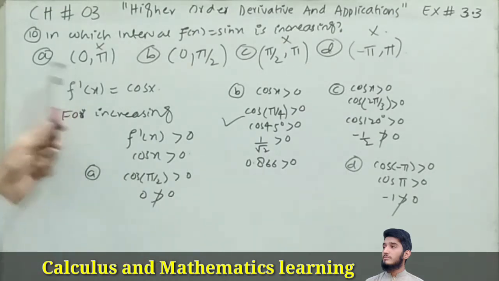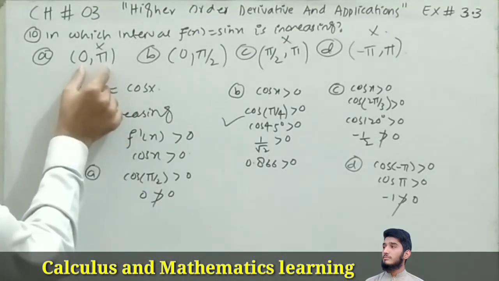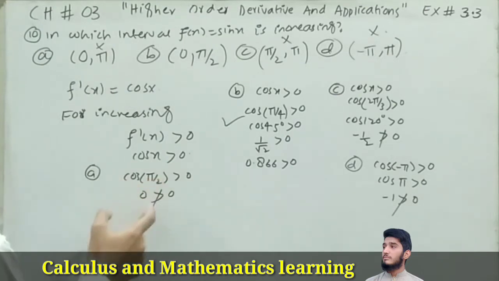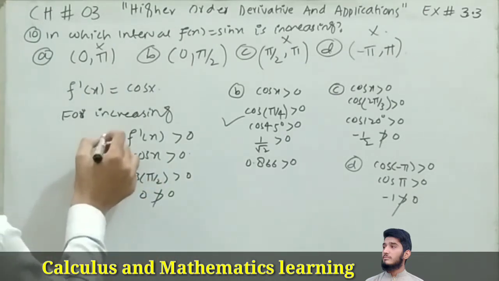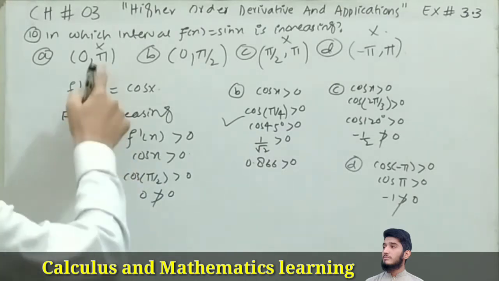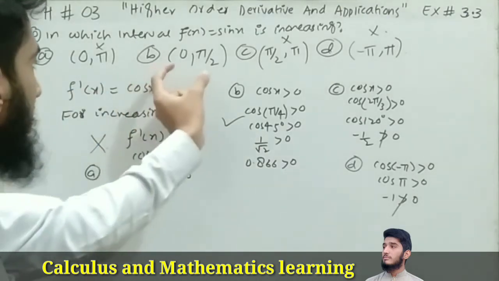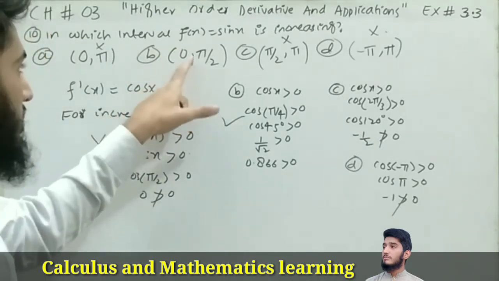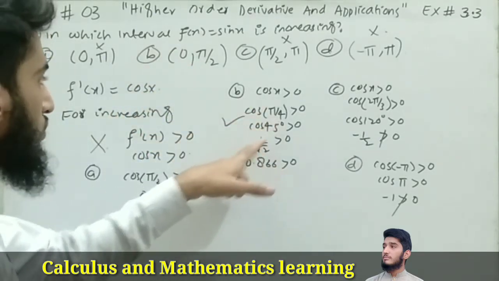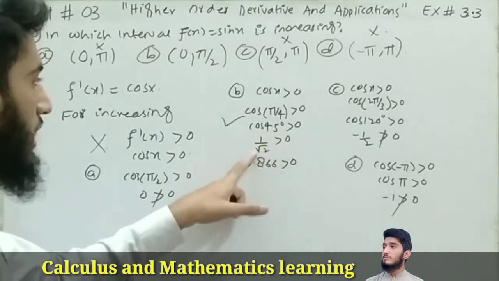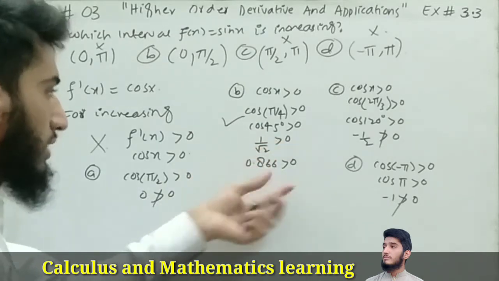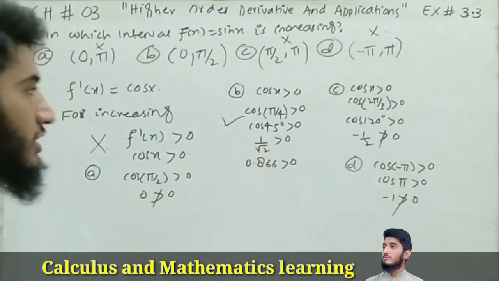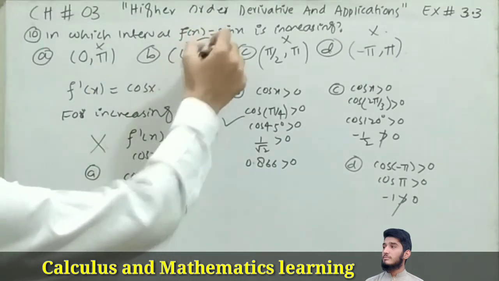For option A, let's suppose in between 0 to pi, I select pi by 2. By putting pi by 2, it gives us 0, which is not greater than 0. This is against the definition of an increasing function, so this is the wrong option. And for option number B, 0 to pi by 2, let's suppose I take the middle value of this interval, which is pi by 4. So cos pi by 4 is 1 by root 2, which is greater than 0, and 1 by root 2 is about 0.7, which is greater than 0.